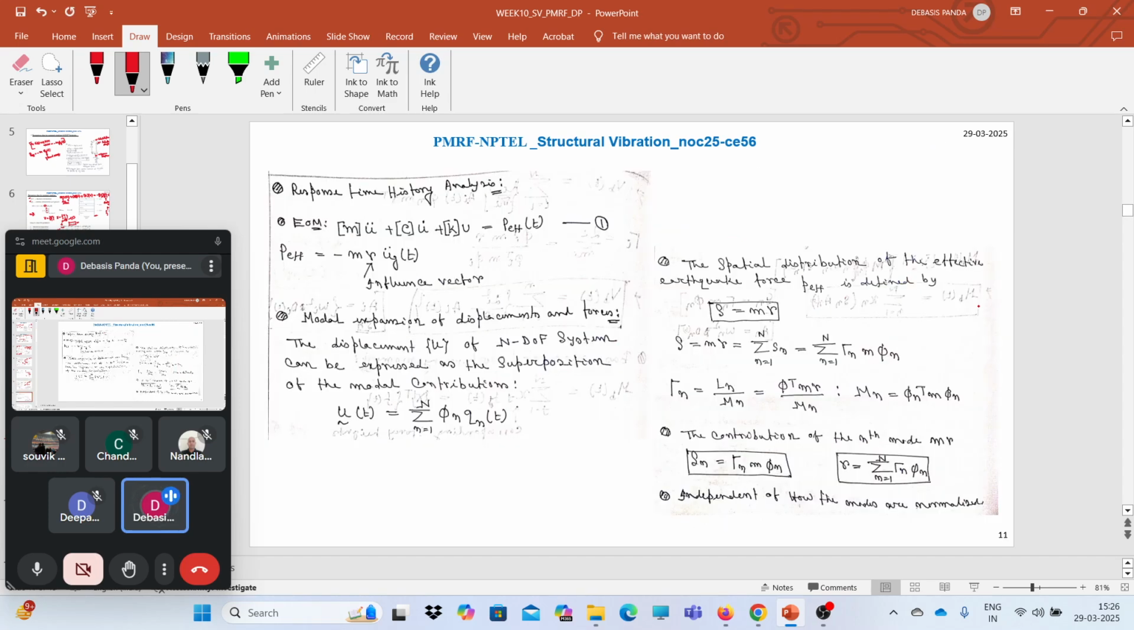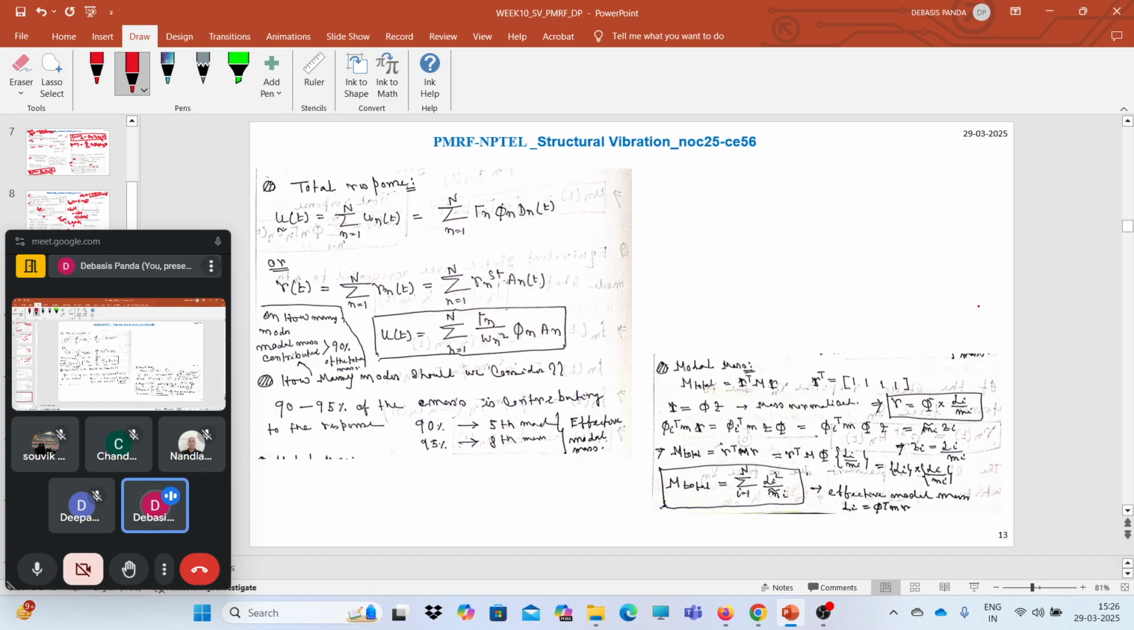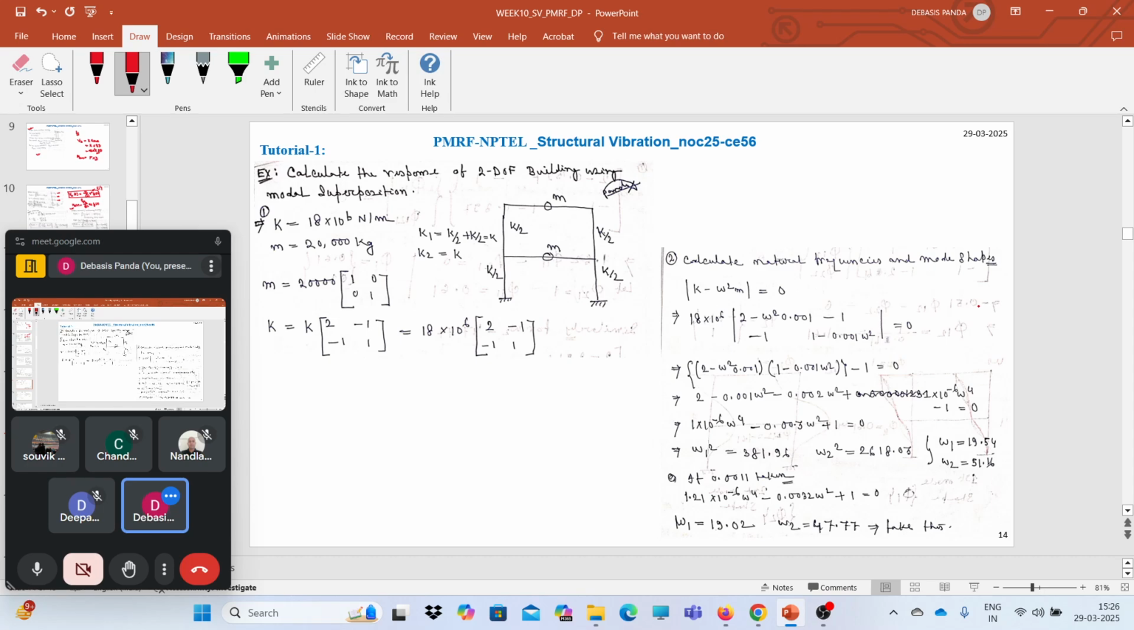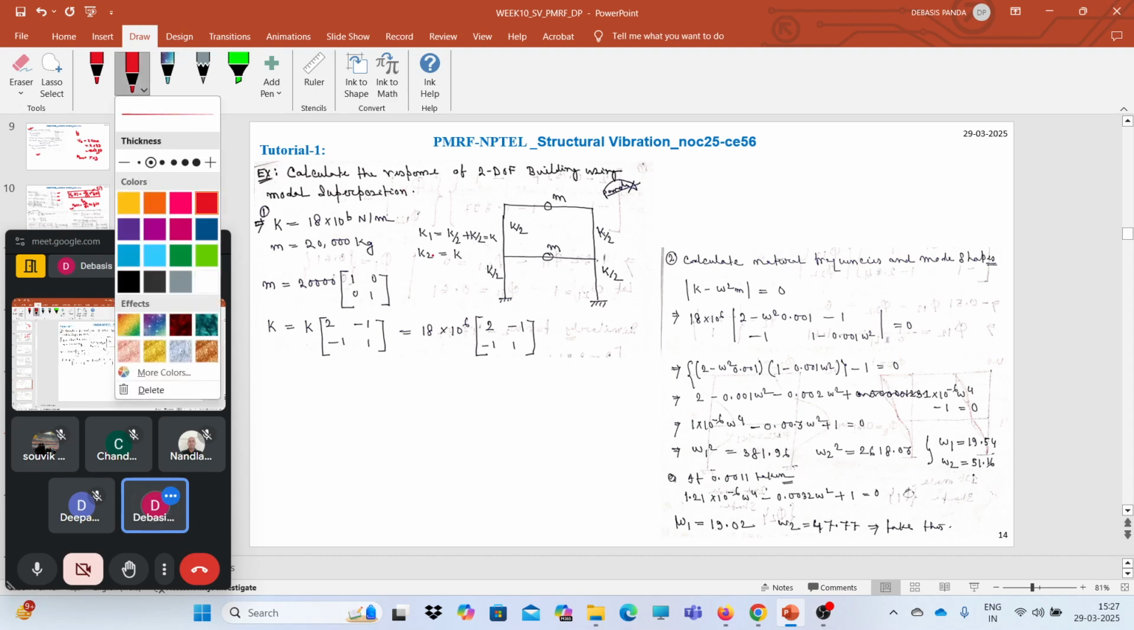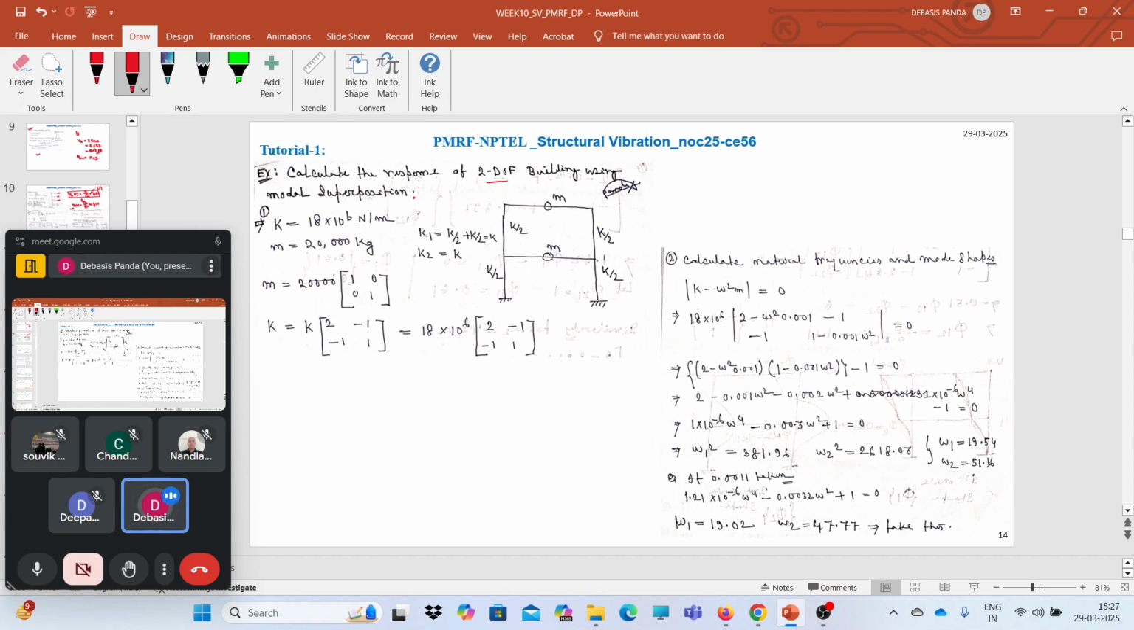So now let's quickly solve one example. Then we will come back here and see how we can use this information for the modal combination rules. So here, let's quickly solve this example. Pay attention so we can easily correlate how we can calculate this. Calculate the response of a 2D building using modal superposition. Here the building is shown. The shear building model is given here, where masses are given as m, and the m value is given as 20,000 kg and k is given as 18 times 10 to the power 6 Newton per meter.